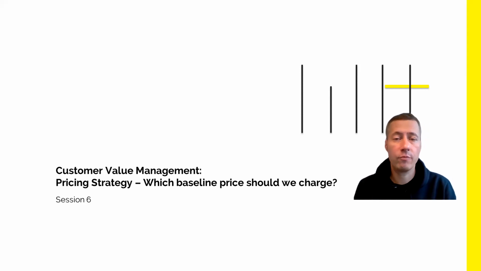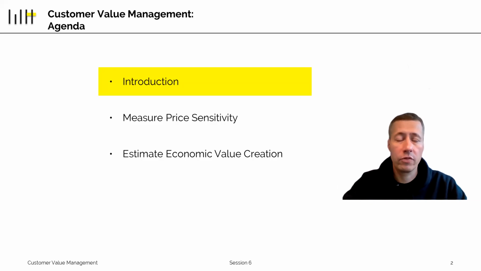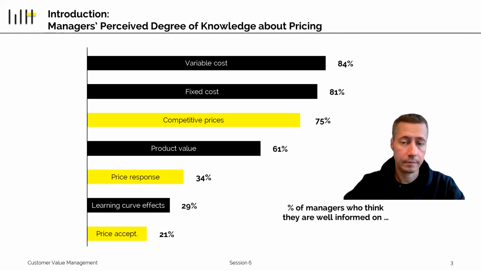The topic of the remaining 4 sessions is how we can extract that CLV out of the customer. And if you remember the framework I showed you in session 1, the only way how we can actually extract money out of a customer is through means of pricing. So we will now cover various aspects of pricing within the next 4 sessions. I want to start today with a very quick introduction into the topic of pricing, then talk about different approaches that can be used to measure price sensitivity, and finally talk about the concept of economic value creation and how to estimate it. So let's dive right in.